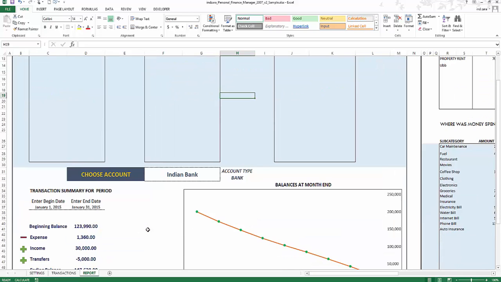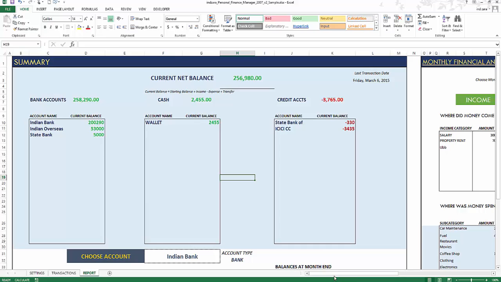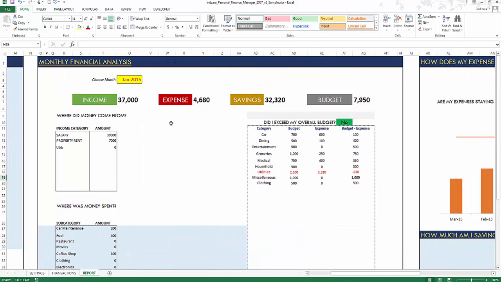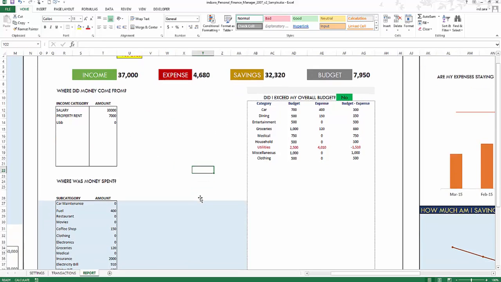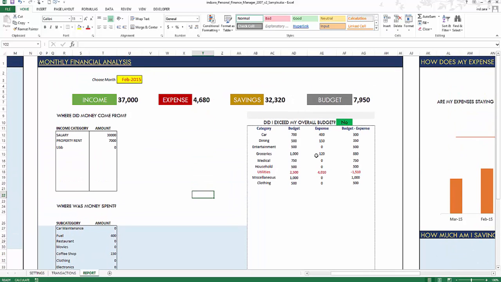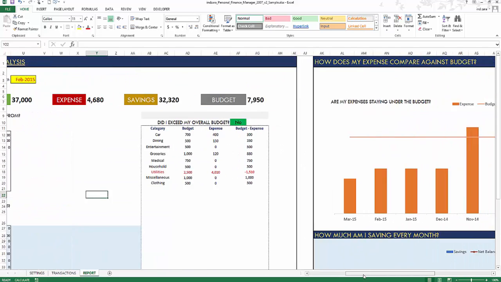The first page, there is no change to the first page. It works exactly the same. The second page, where we had slicers, I have replaced it with a drop-down menu where you can actually choose a month at a time. These things work the same. Instead of the charts, we have two tables where you can see the income category and the subcategory. And this budget table works exactly the same as it did in the 2010 version.